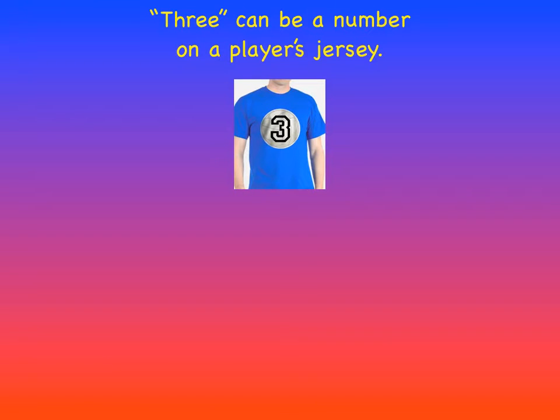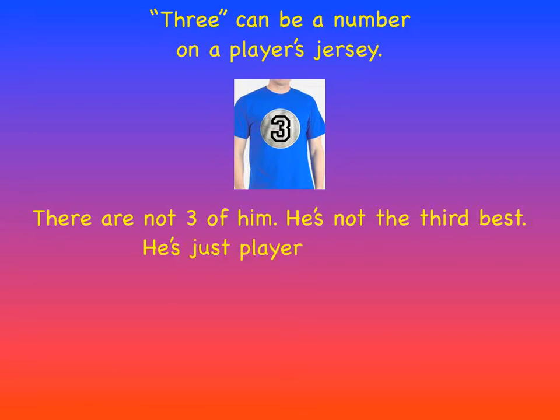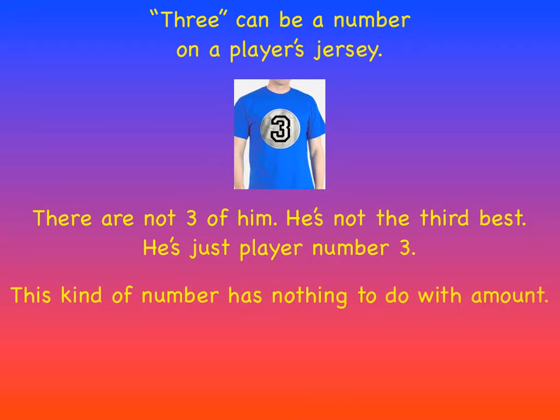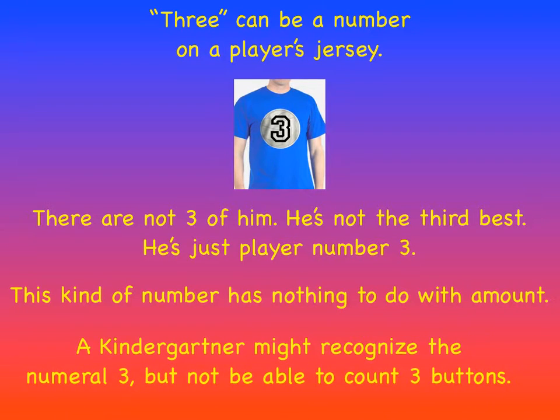3 can be a number on a player's jersey. There are not 3 of him. He's not the 3rd best. He's just player number 3. This kind of number has nothing to do with amount. A kindergartner might recognize the numeral 3, but not be able to count 3 buttons.